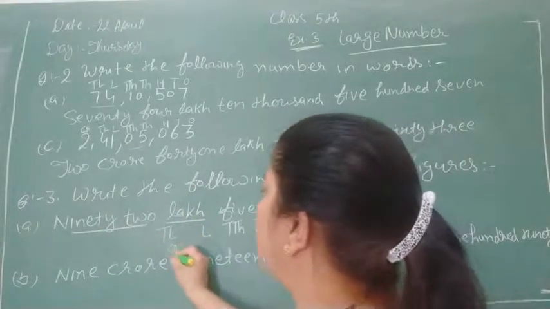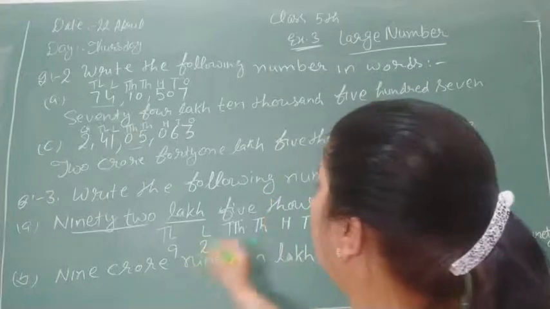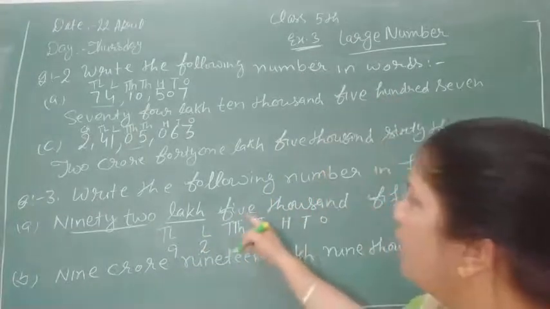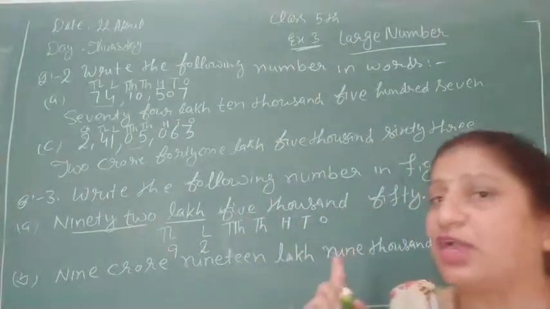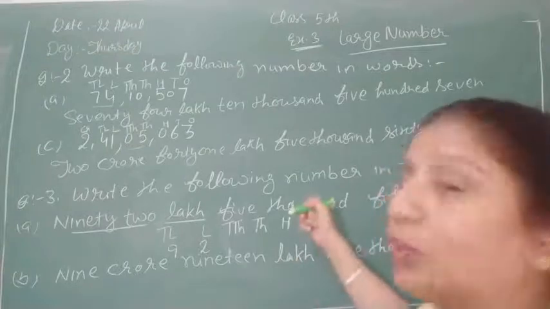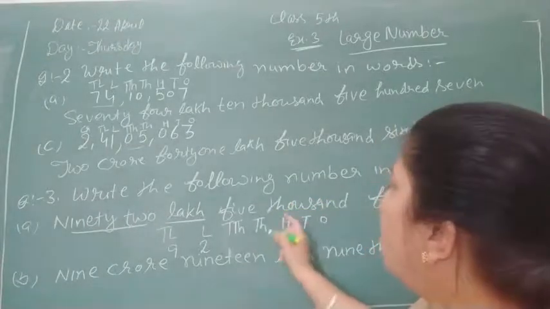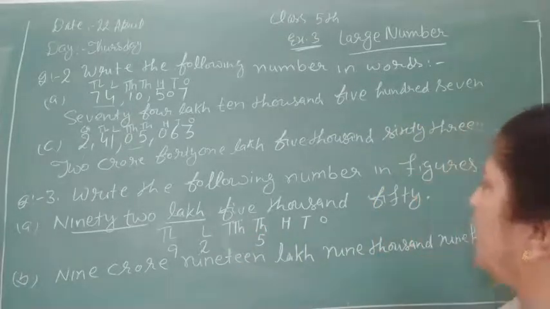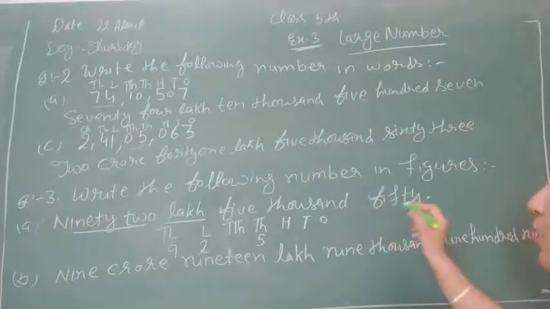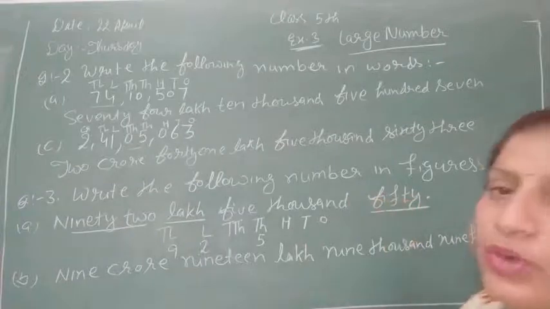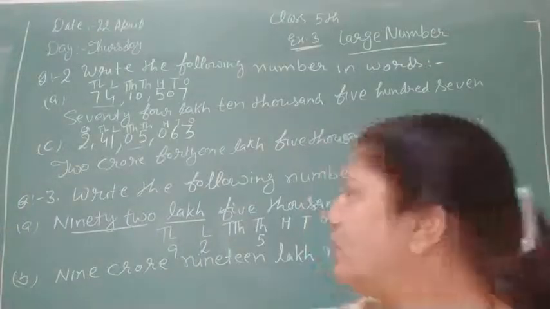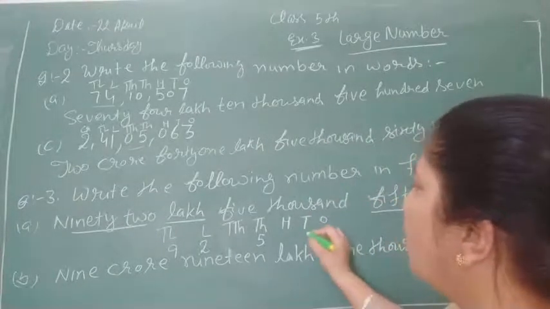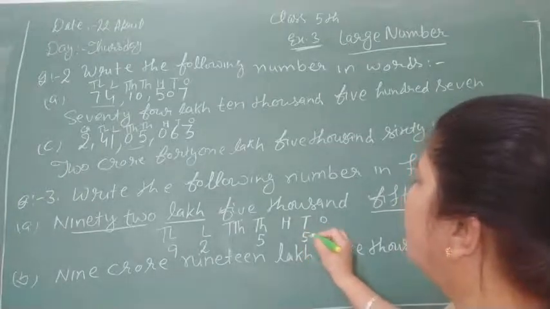So we write here 92 lakh 5,000. Here 5 is a single digit number, so you have to write it under the place of 1,000. So under the place of 1,000 you write 5 here. Now the next number is 50. 50 is a two-digit number and you write a two-digit number under the places of tens and ones. So you write it here.